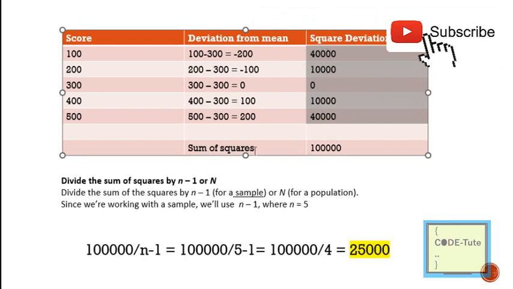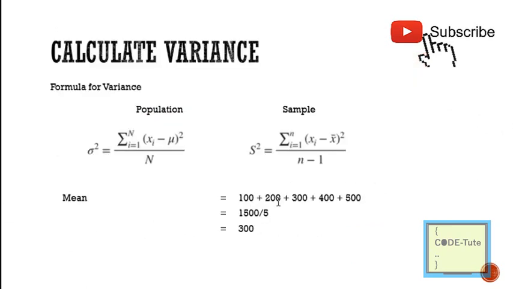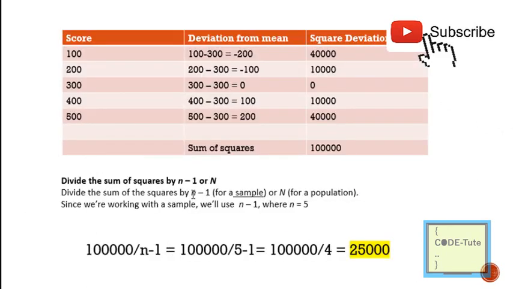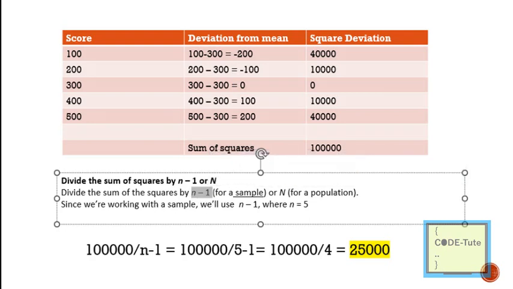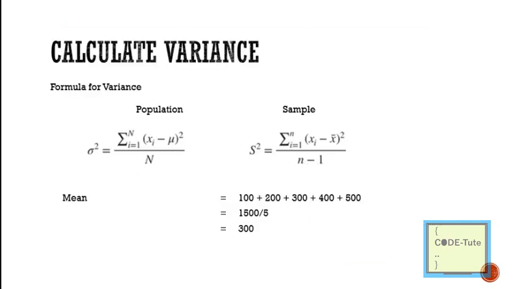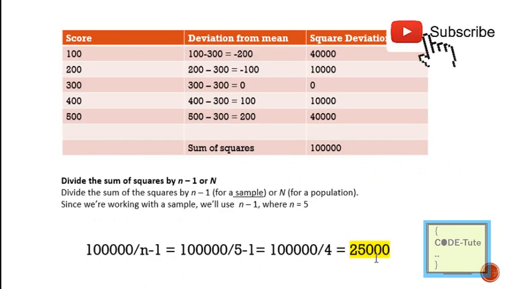Now add all these values. This is known as the sum of the squared values. After addition we are getting 1 lakh, that is 100,000. Now the last step is to divide this value by the number of values. These are sample values, right? We just have 5 values, so these are the sample values. So I am going to divide it by 4. Why? Because n minus 1, as per the formula. So my variance is 25,000.